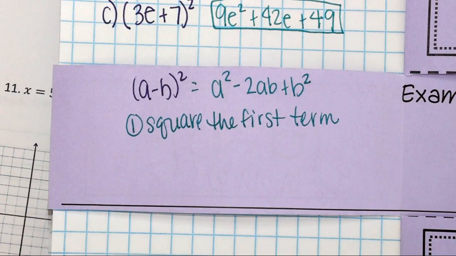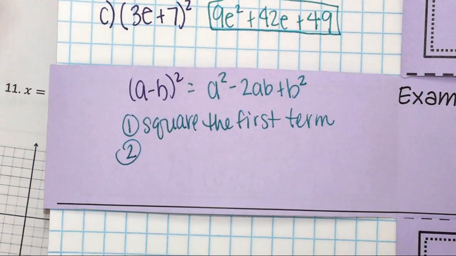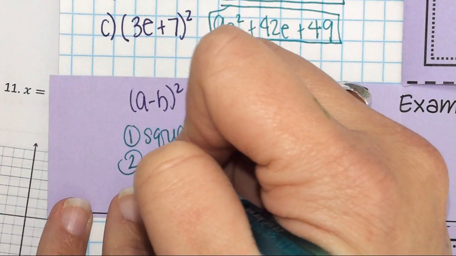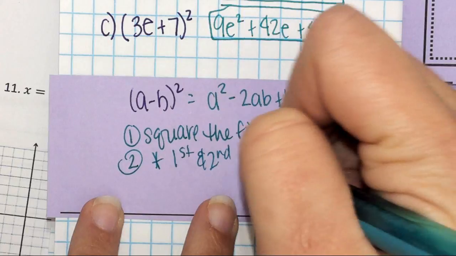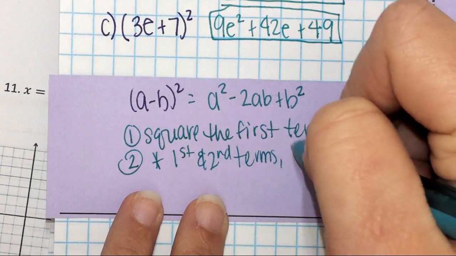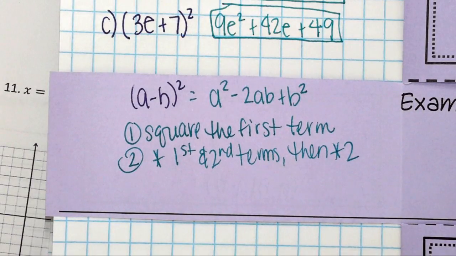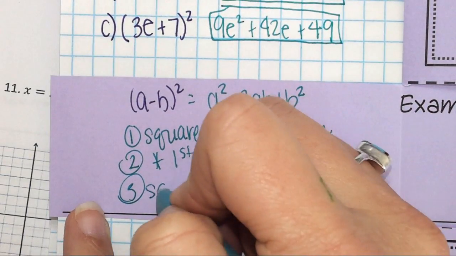Y'all need to watch the video to get the rest because there's going to be homework, okay? Alright, so step 1 is square the first term. Step 2 is multiply the first and second terms, then times 2. Write it on a sticky note. Alright, and what is step 3? How would we get b squared? Square the second term. Good, take a point.